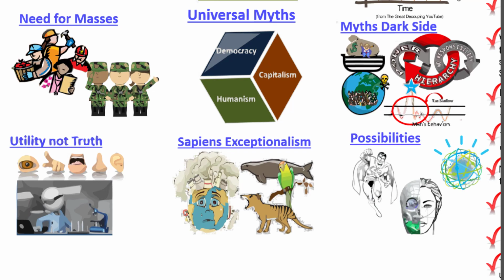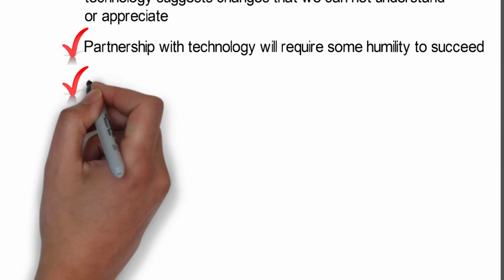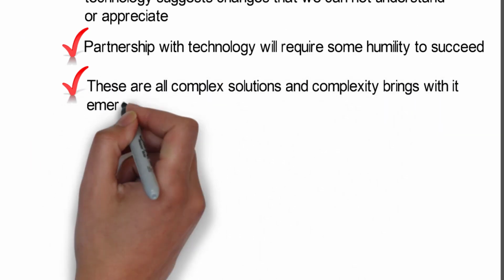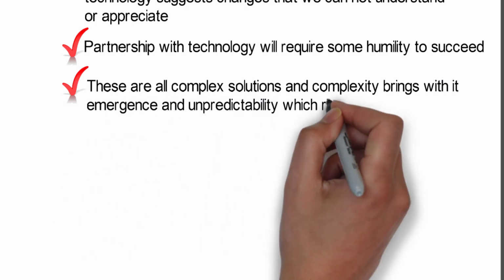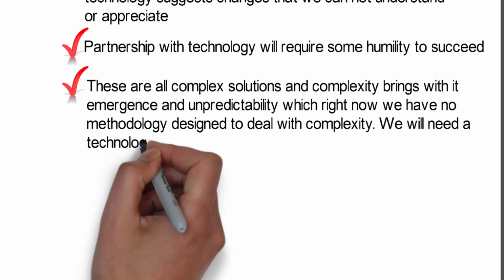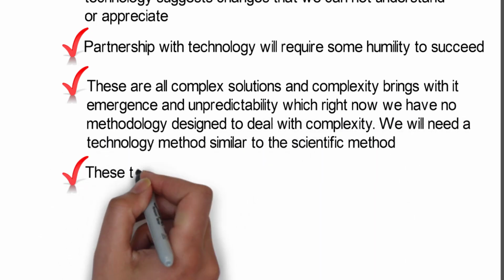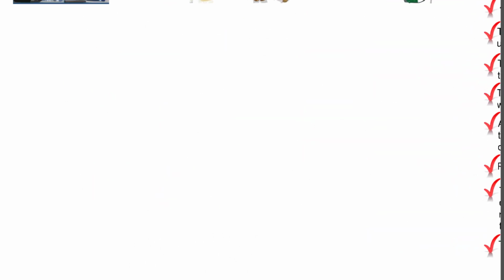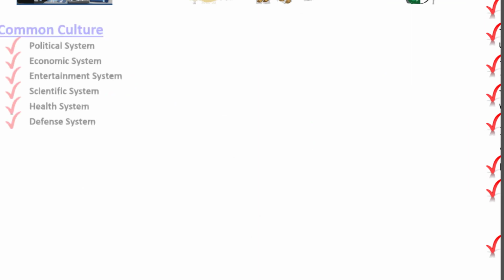The other thing is the three possibilities that he talks about for the future: bioengineering, which is where we have super babies; transhumanism, where we're half tech and half sapiens; and non-organic intelligence, which is basically intelligence with its own mission. These are the three possibilities that he's built. And the reason that's important is that these are all complex systems. And complexity brings with it emergence and unpredictability, and right now we have no methodology designed to deal with complexity. We will need a technology methodology similar to the scientific methodology from the Industrial Revolution. These technologies also might be in conflict, which is a big challenge.